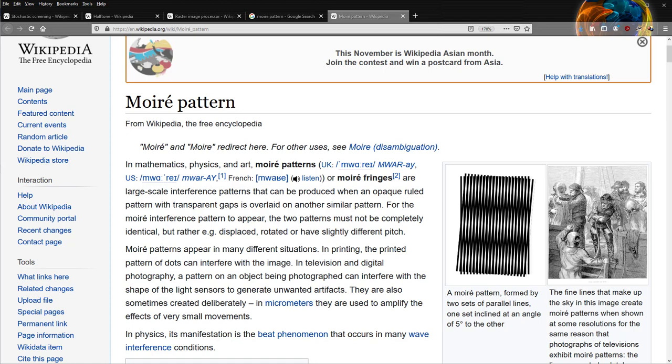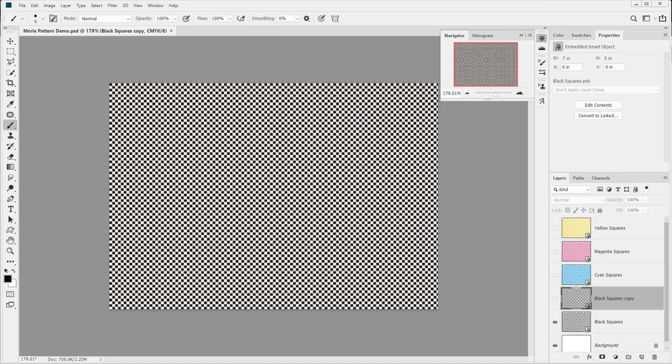In mathematics and physics and art, Moire patterns are large-scale interference patterns that can be produced when an opaque ruled pattern with transparent gaps is overlaid on another similar pattern. For the Moire interference pattern to appear, the two patterns must not be completely identical, but rather displaced, rotated, or have a slightly different pitch. What? Let's actually take a look at it and we'll be really quick to understand.